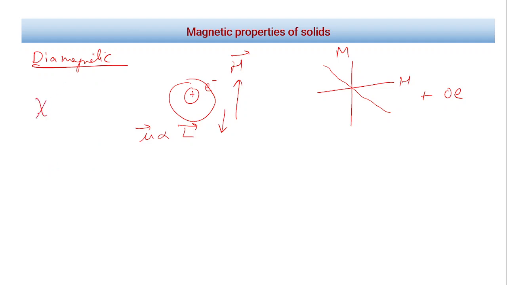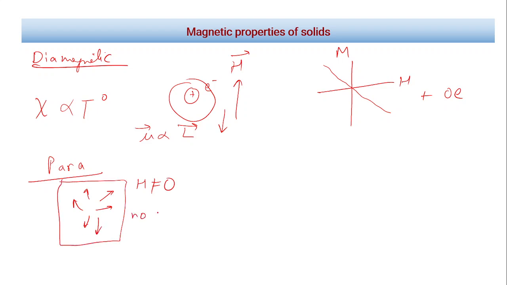And the susceptibility for diamagnetic material, we have also seen, is independent of temperature. Whereas the next type of magnetic materials are paramagnetic materials. We say that there are unpaired electrons or effective magnetic moments in this, but they are randomly oriented in the absence of field. They are randomly oriented, and thus there is no net magnetic moment in the absence of any field.